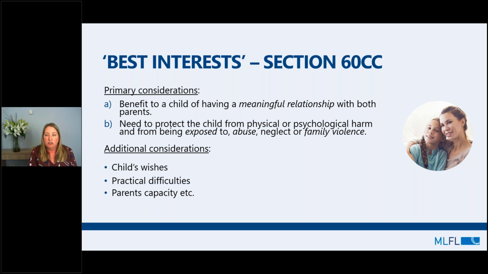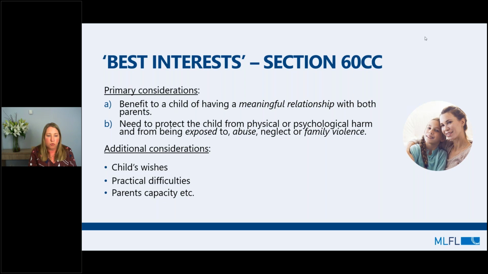So if we look now to section 60CC, the best interests of a child, this section sets out the legislative pathway a judge needs to follow when making parenting orders and determining what is in a child's best interests. It's like the yellow brick road from Wizard of Oz. So there are firstly primary considerations for the judge. Number A, the benefit to a child of having a meaningful relationship with both parents. And B, the need to protect the child from physical or psychological harm and from being exposed to abuse, neglect, or family violence.